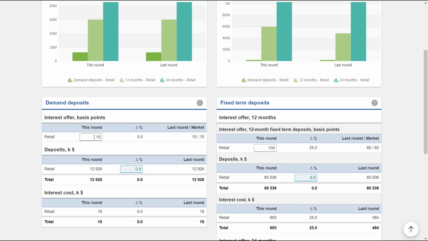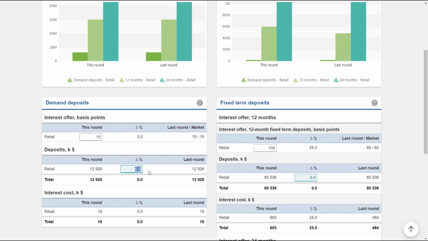So these white cell inputs, like for example here, we are giving the interest offer in basis points for our retail customers. If it says 15 basis points here, it means that I'm going to pay 15 basis points for my retail customers who are depositing their savings in my bank.